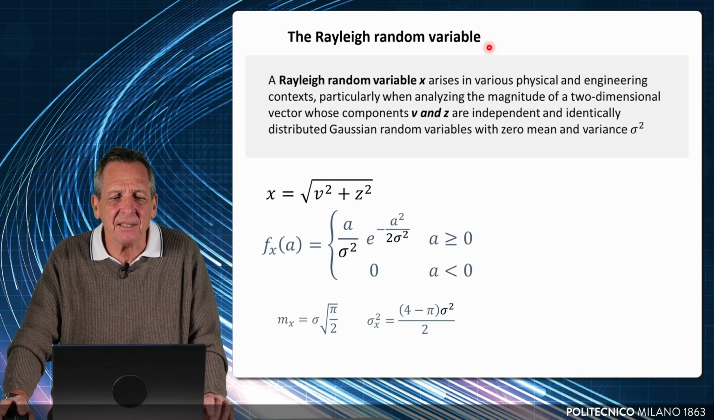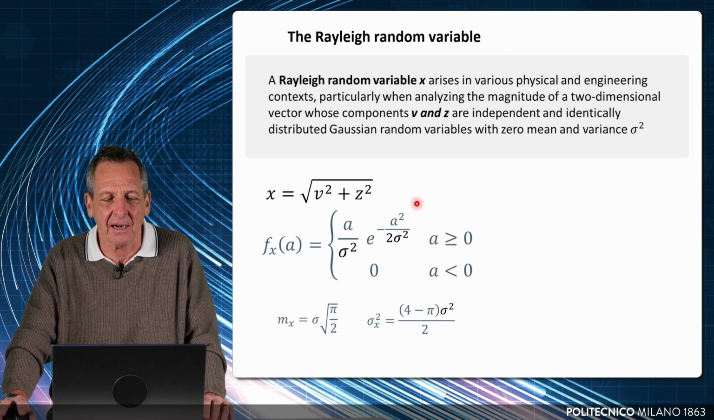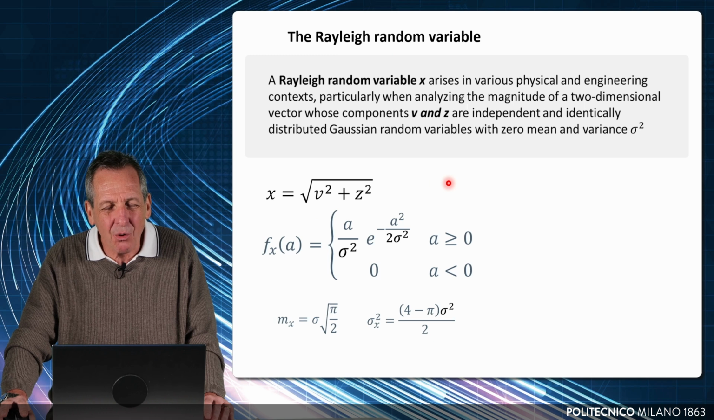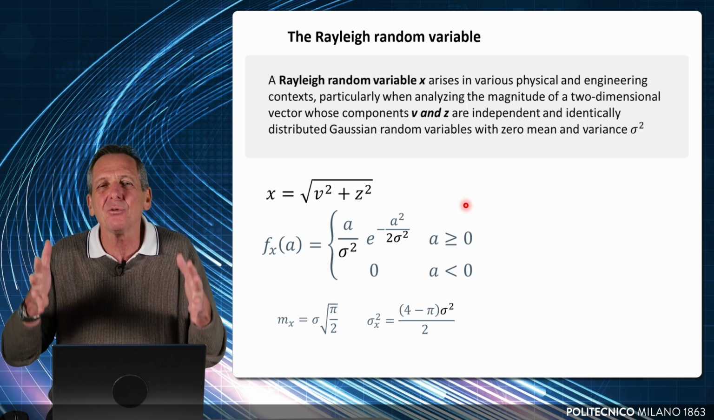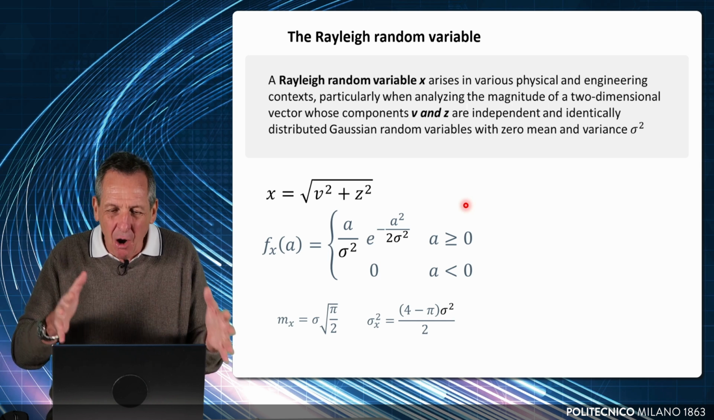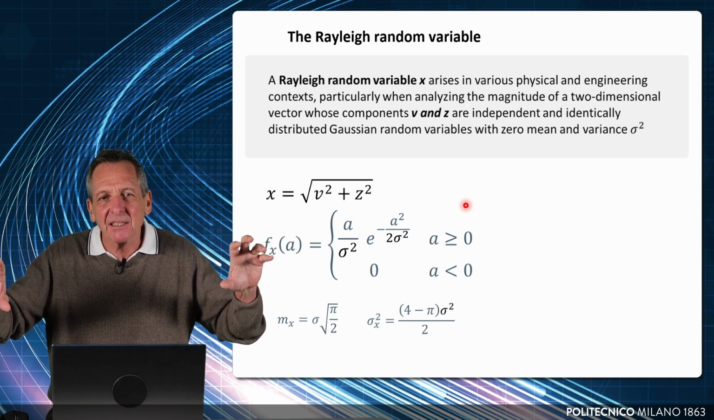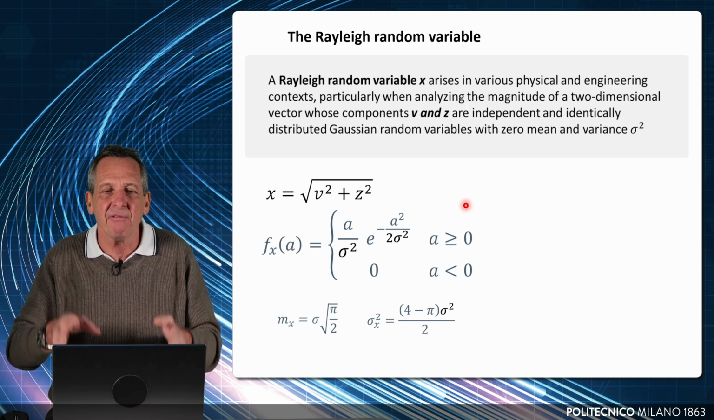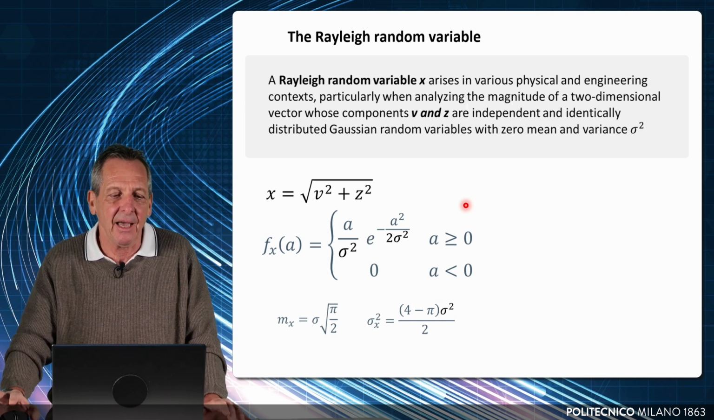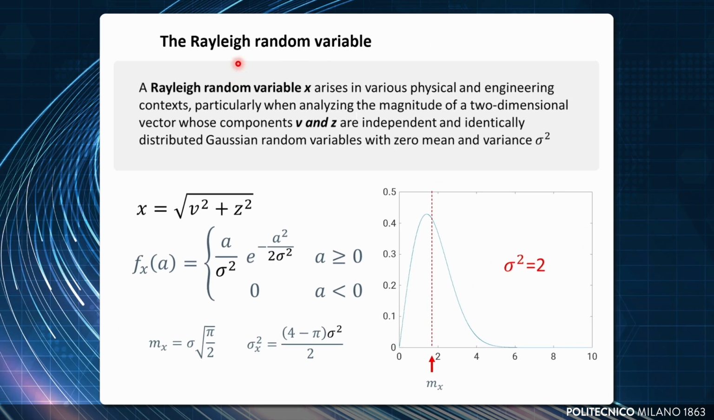Another important probability density function is the Rayleigh random variable. It is quite widely used when we have to compute the absolute value of a complex random variable where both the real and imaginary parts are Gaussian, independent, zero mean with the same variance sigma square. And the shape of this Rayleigh probability density function is this one.